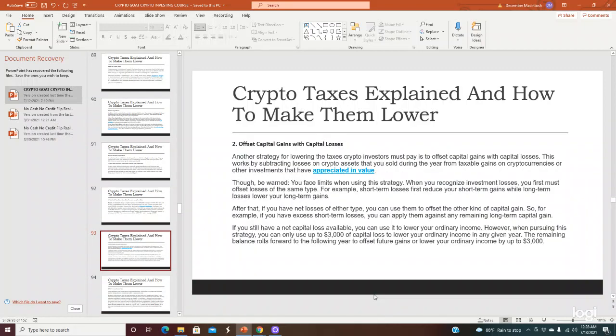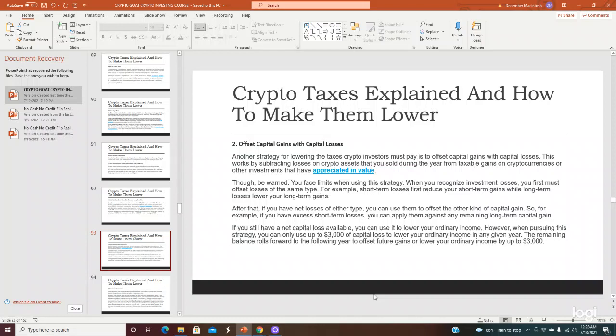So the second method is to offset capital gains with capital losses. Another strategy for lowering the taxes crypto investors must pay is to offset capital gains with capital losses. This works by subtracting losses on crypto assets that you sold during the year from taxable gains on cryptocurrencies or other investments that have appreciated in value. Though, be warned, you face limits when using this strategy. When you recognize investment losses, you first must offset losses of the same type. For example, short-term losses first reduce your short-term gains, while long-term losses lower your long-term gains.